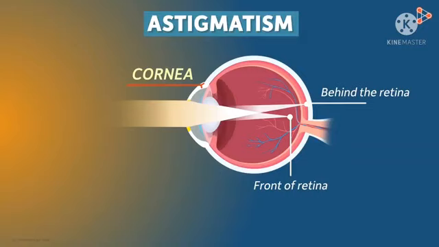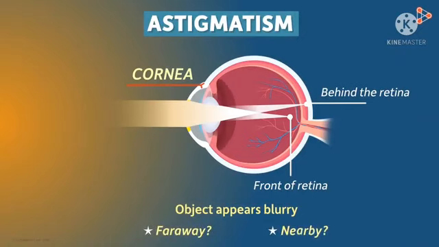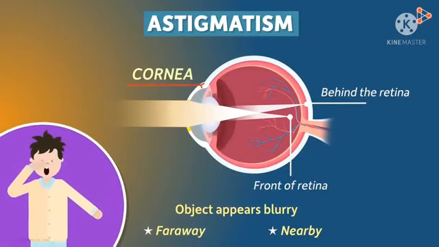Astigmatism also results in the object appearing blurry. But is this defect for far away or nearby objects? It could be either. One of the reasons for change in shape of the cornea may be continuous rubbing of eyes. This is the reason why we're advised to not rub our eyes too often.